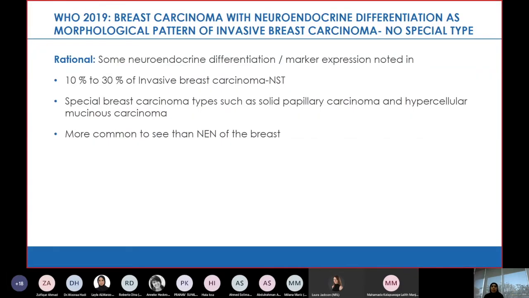So what is the rationale behind this change? Why did they move neuroendocrine differentiation as a morphological pattern of invasive breast carcinoma, no special type? Because some neuroendocrine differentiation and marker expression is noted in up to 30% of invasive breast carcinoma NST. And we know that some special breast carcinoma types like solid papillary carcinoma or hypercellular mucinous carcinoma will look like a neuroendocrine tumor, and they will express some neuroendocrine markers as well. And these entities are actually much more common than the real neuroendocrine neoplasm in the breast.